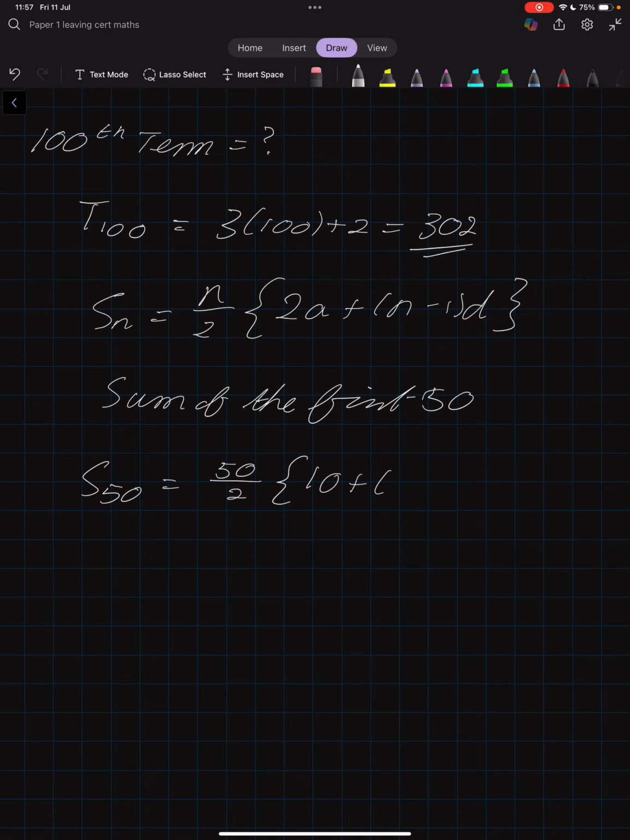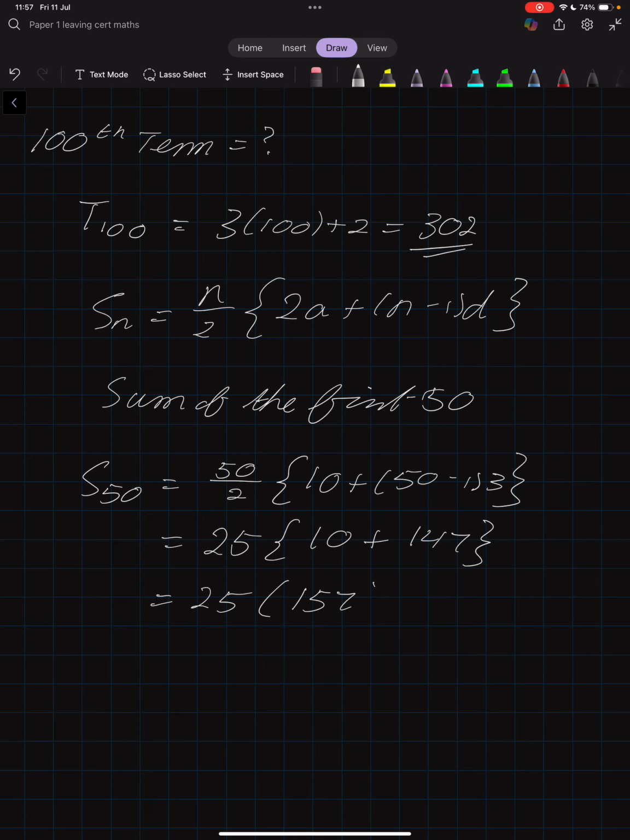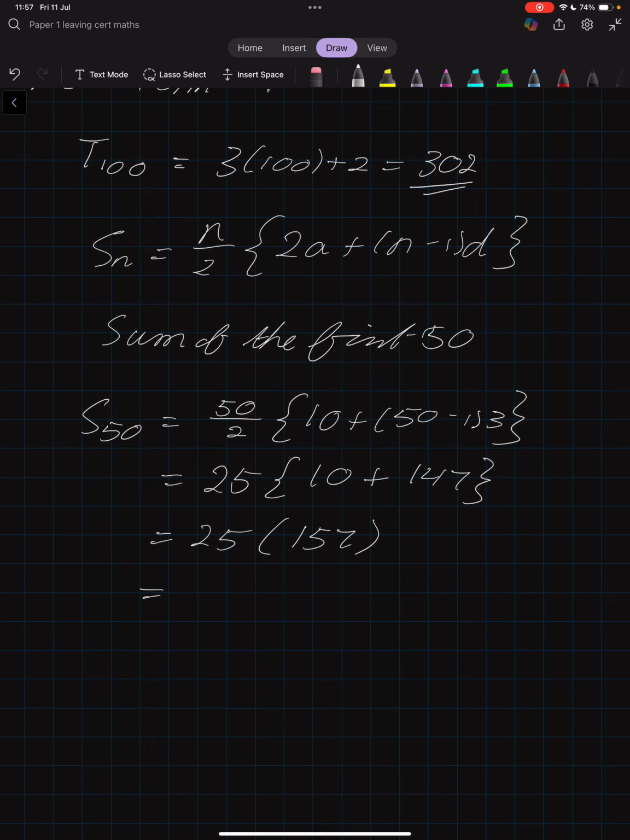Plus n minus 1, that's 50 minus 1, times d, which is 3. That's equal to 25 times 10 plus 50 minus 1 is 49, times 3 is 147. That's 25 times 157. And then that's whatever it equals. Okay, so I can probably do that.